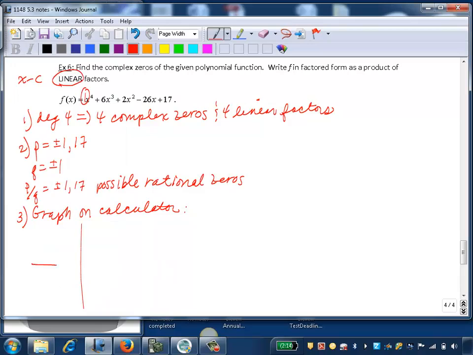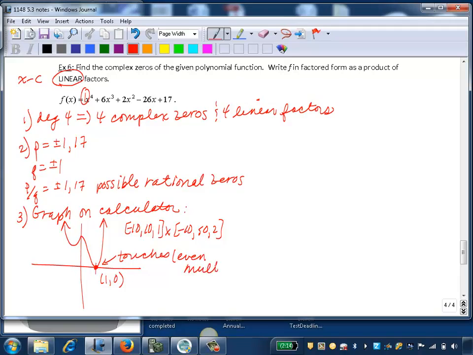So if we make just a little sketch just for our notes here, the most important part is that 0 at 1. So we get that approximate shape. What's most important is that it's touching there at 1 and coming back up. If you want to write down the viewing window that we used, negative 10 to 10 on the x-axis with a scale of 1, and negative 10 to 50 on the y-axis with a scale of 2. Just an example of an effective viewing window. Note here that it touches the x-axis and doesn't cross, so that means we're going to have even multiplicity.